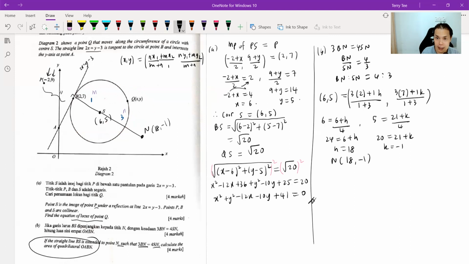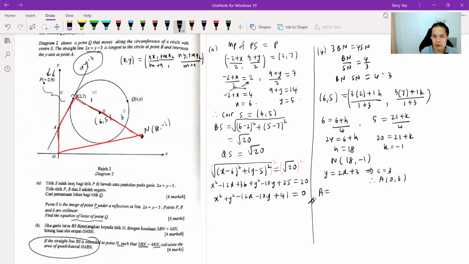So I need to find point A first, right? OABN means I'm finding here. Oops. OABN. This is my quadrilateral, right? So I just need to find the coordinate point A. Well, A is the y-intercept of this straight line. So we can just rearrange it, make y the subject. y is 2x plus 3. So my y-intercept is 3. Therefore, my A is (0, 3).